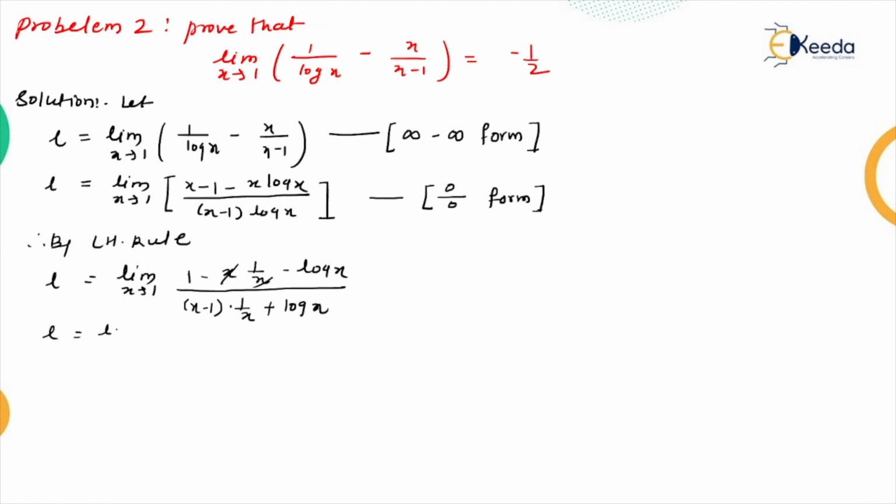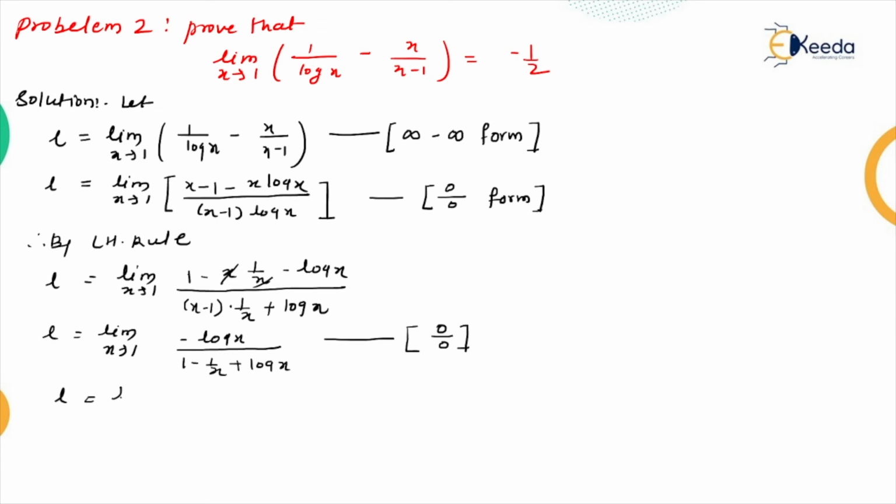So therefore L is equal to the limit as x tends to 1. The remaining terms are only 1 minus 1, that is also 0, so minus log x, divided by what is remaining. Multiplying the 1 by x in this bracket, we get 1 minus 1 by x, plus log x. Now again you have to observe. Again it takes the 0 by 0 form, so again you have to apply the L'Hospital rule, guys.